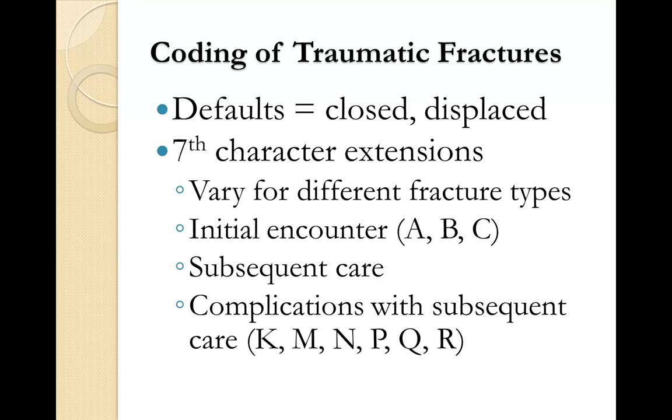And so we need a new guideline with these. If it's not stated in the record, then these actually default to a displaced fracture. So if you're lacking documentation, it would be a closed displaced fracture. I've mentioned the 7th character extensions, so they vary for fracture types. We looked at, again, the A was the initial encounter for a closed, B was initial encounter for an open, the subsequent care, and then, as we saw with that fracture of the forearm, you can have several more 7th characters depending on how they're classified.